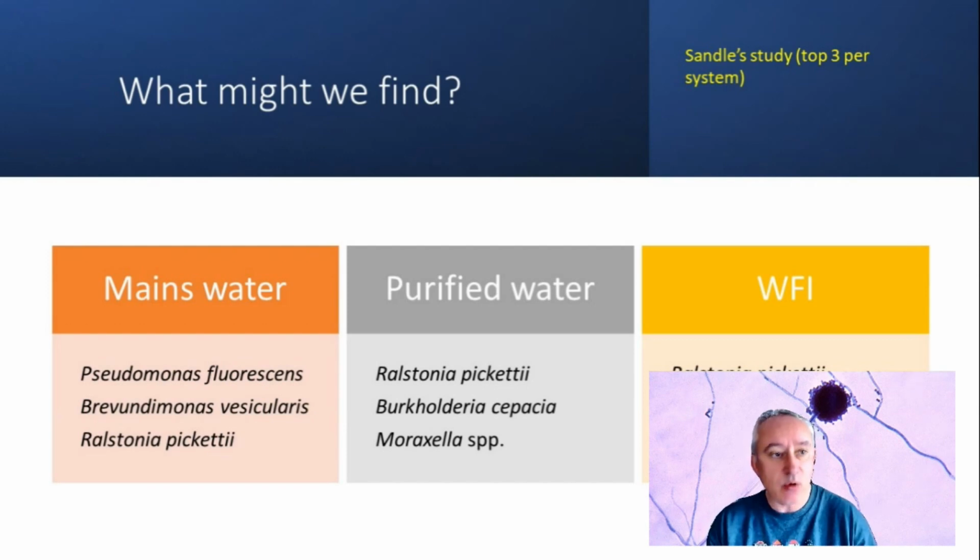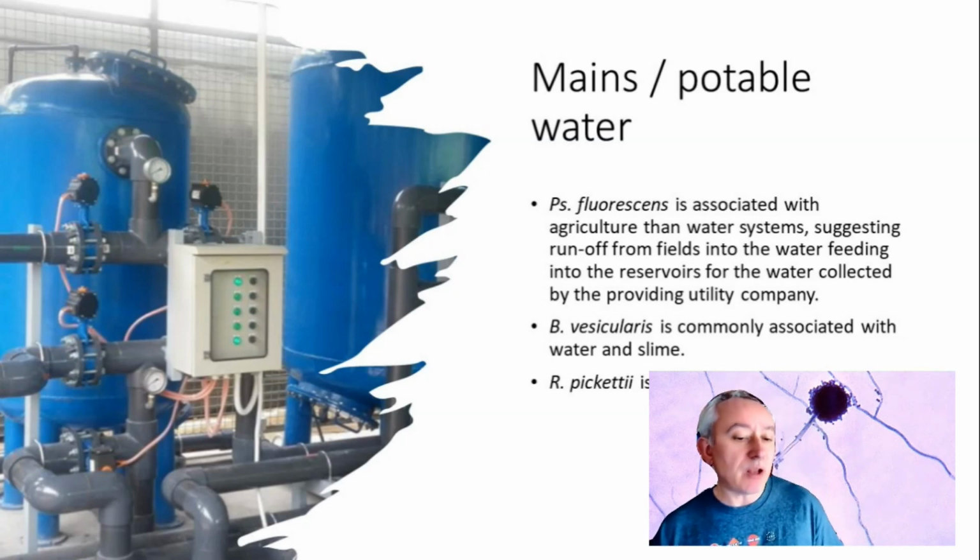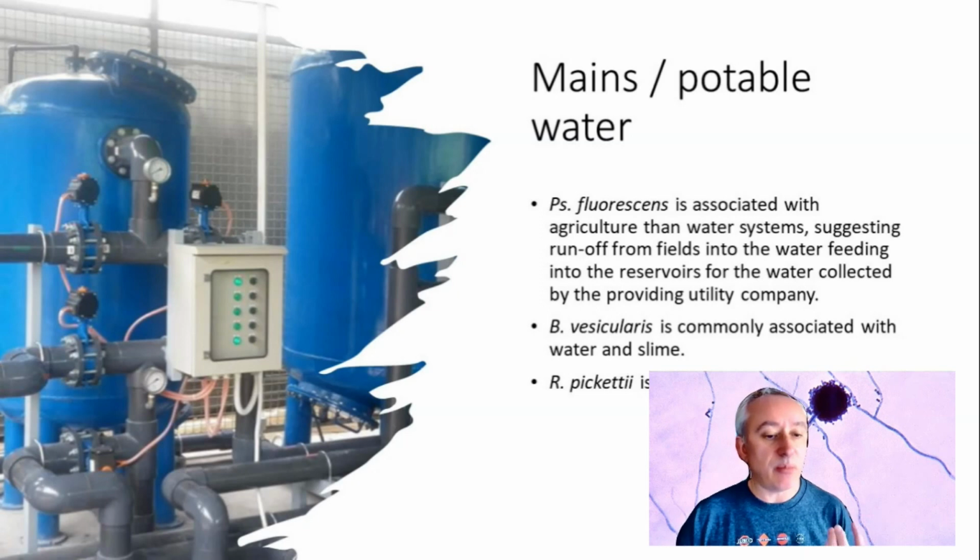And there was considerable diversity, but very similar in terms of the previous studies. So pseudomonads predominated. There were relatively high levels of Pseudomonas fluorescens, which can grow at ambient and lower temperatures. And this organism was found within the mains water, and probably was a facet of the water supplied by the utility company. It can run off from fields, for example.